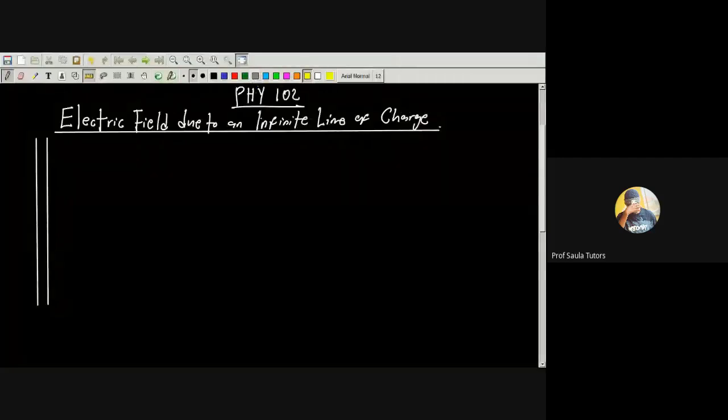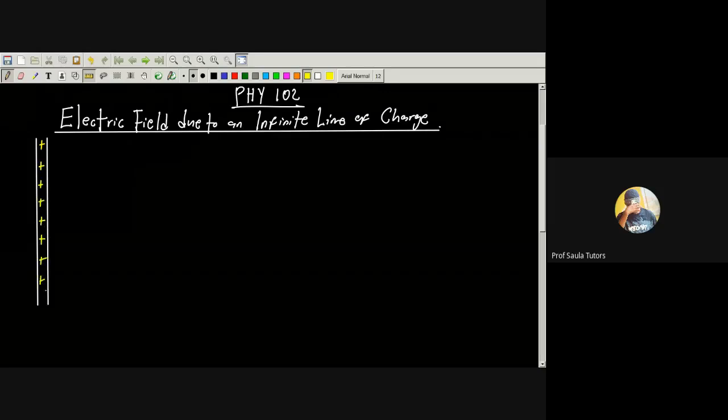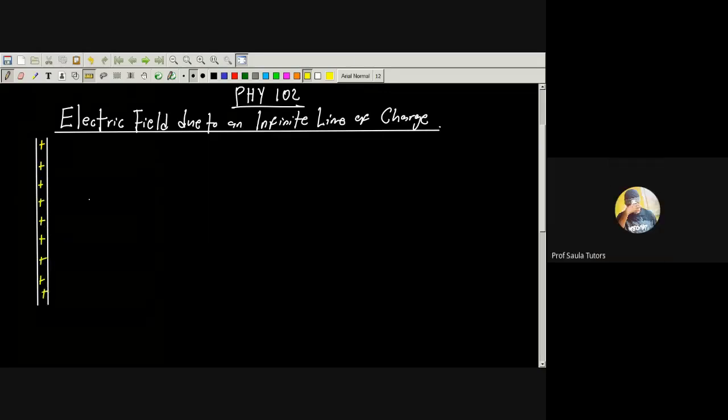Now, we want to look at the electric field due to an infinite line of charge. That is, I have some charges distributed symmetrically on this line of charge. So the length is now what? An infinite length. I'm still going to do the case of a finite length.